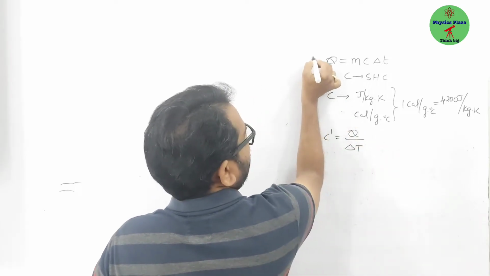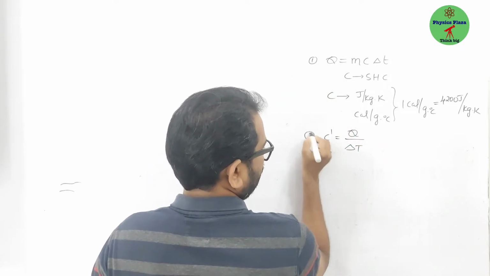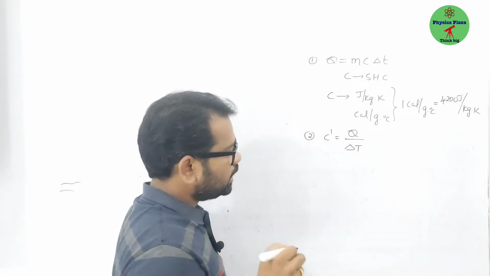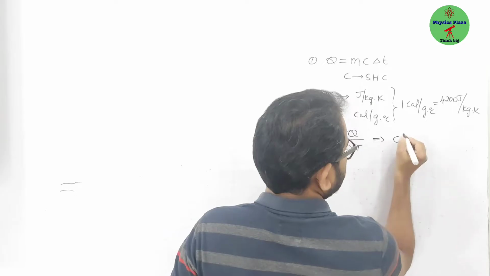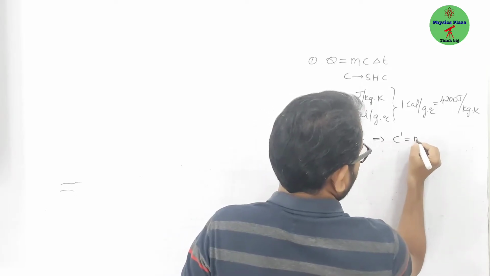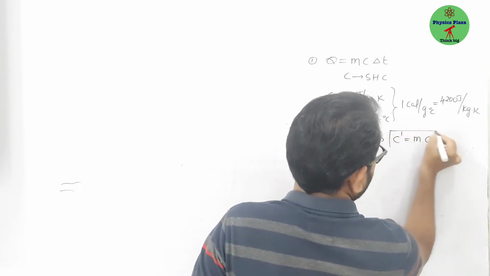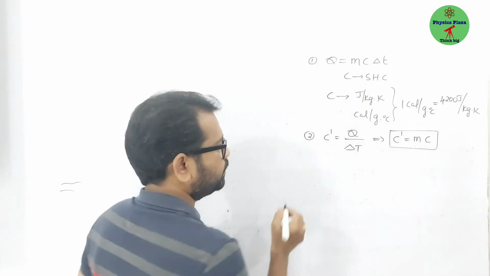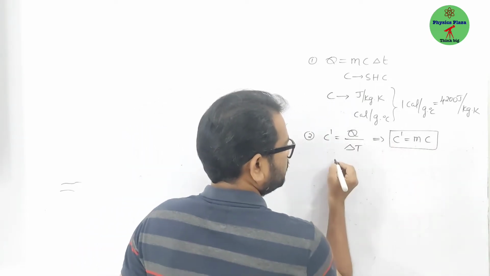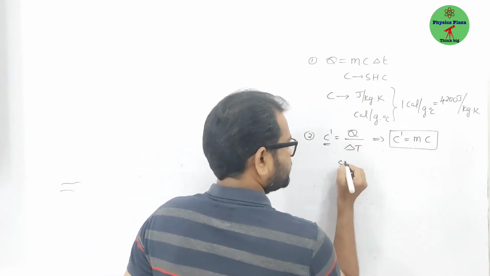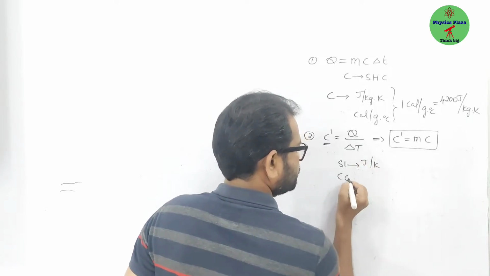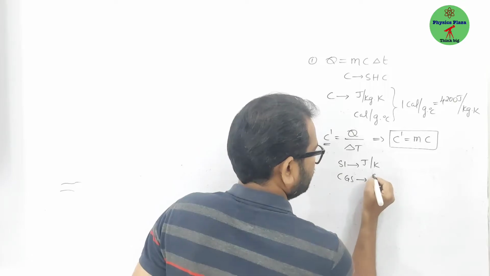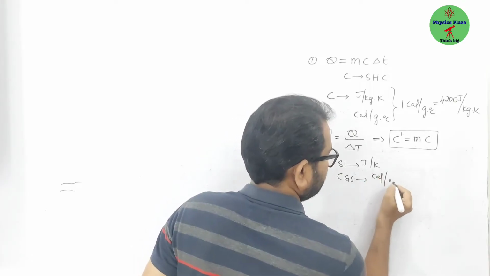Children, the first formula which we are going to use, the second formula which we are going to use. And we have a relation between C dash and C also. That is, thermal capacity is equal to mass into specific heat capacity. Okay, fine. And for the units, children, for thermal capacity, SI units are joule per Kelvin and the CGS units are calorie per degree Celsius.